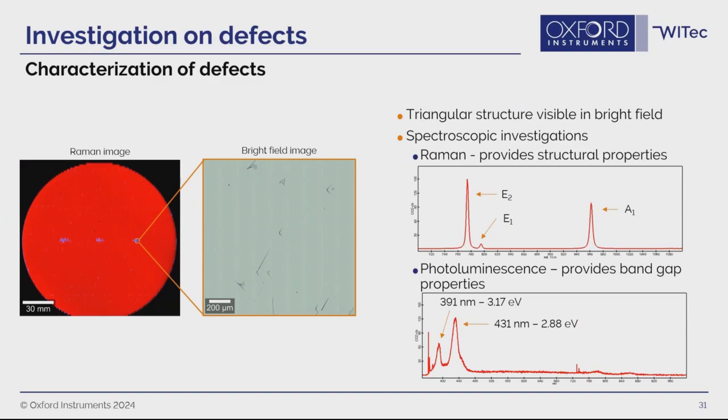For evaluation, we now have two spectroscopic methods. One is Raman microscopy, which provides structural information about the polytype of the material, about stress and strain, and about the doping. A second spectroscopic method is photoluminescence, which provides band gap properties and therefore the electric properties of the material. So let's have a look at these triangular defects.